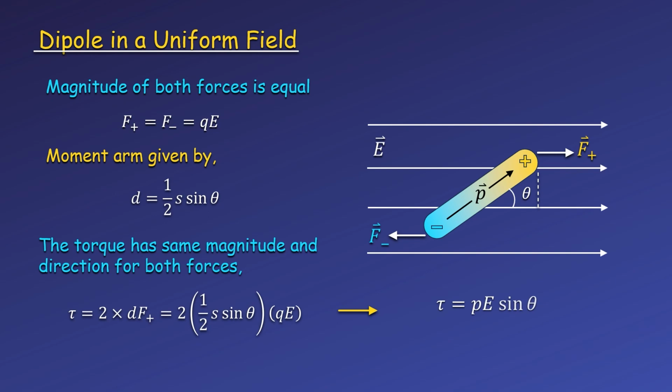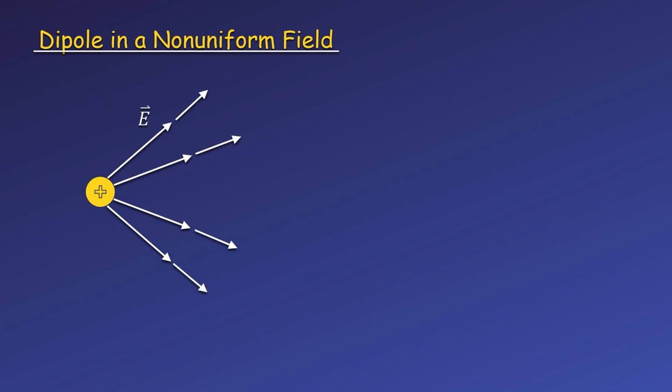This gives the torque equal to the dipole moment times the electric field strength that it's placed in, times sine of the angle the dipole makes with the electric field. Also notice this looks like the magnitude of the cross product between two vectors. The dipole moment and electric field are indeed vectors, so we can express the torque as the cross product between the two. Here, the torque is maximum when the dipole is perpendicular to the field, and it is zero when aligned with the field.